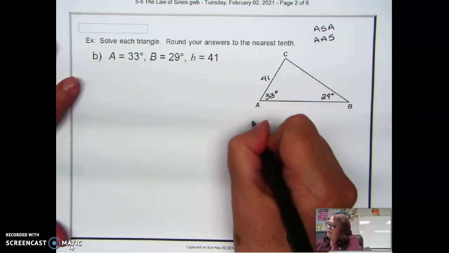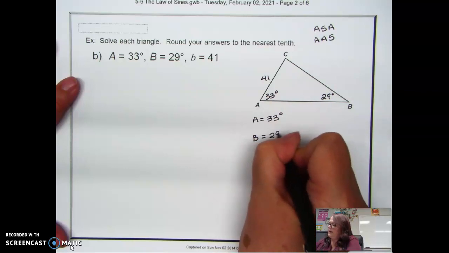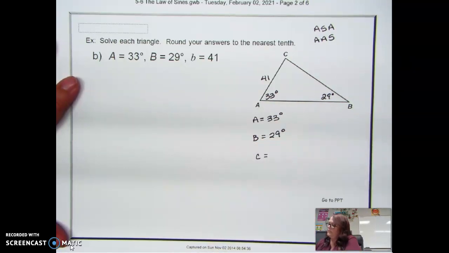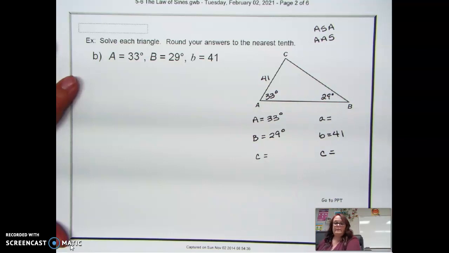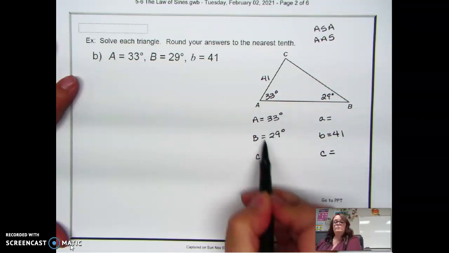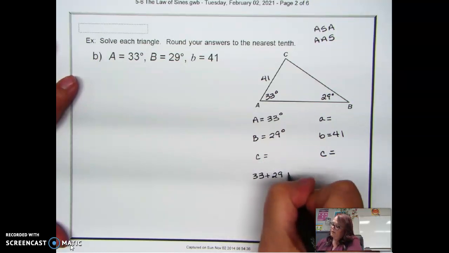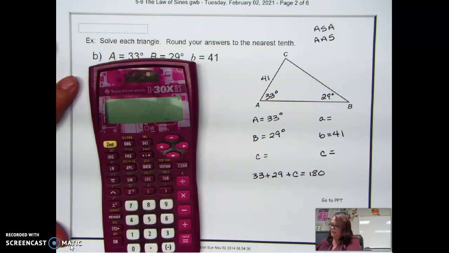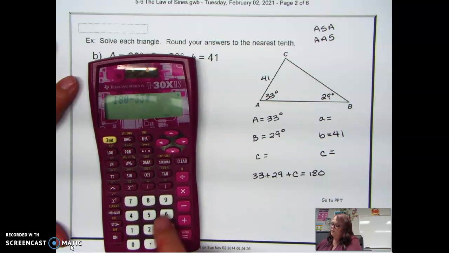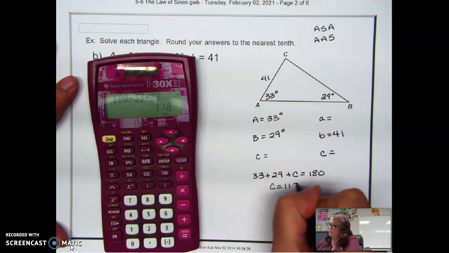So looking at this, I'm looking for angle A, it's 33 degrees. Angle B is 29 degrees. We're looking for angle C. We want little a. We've got little b is equal to 41, and then we're looking for little c. So the fact that I know two angles means I can find that third one. So I'm going to say 33 plus 29 plus C gives me 180. So then if I do 180 minus 33 minus 29, I get big C is 118 degrees.